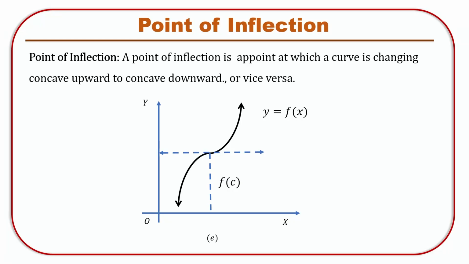Now, point of inflection. A point of inflection is a point at which a curve changes from concave upward to concave downward, or vice versa, concave downward to concave upward. So as you can see here, this is concave downward, right? And this is concave upward. So it changes, and that's why it is a point of inflection.